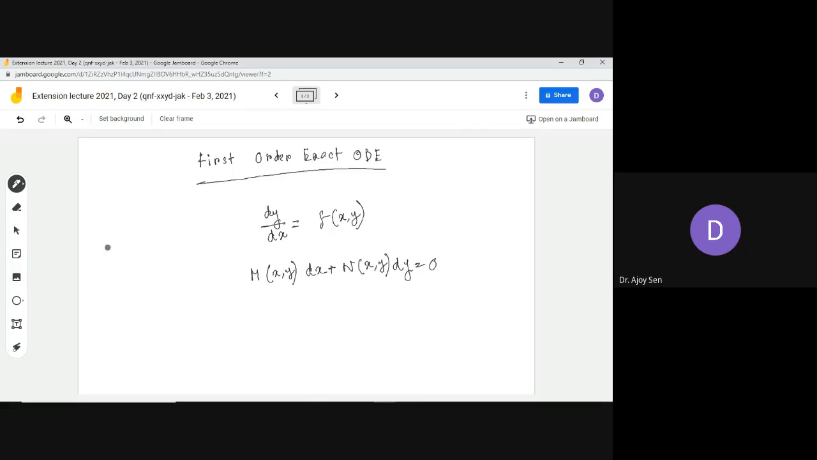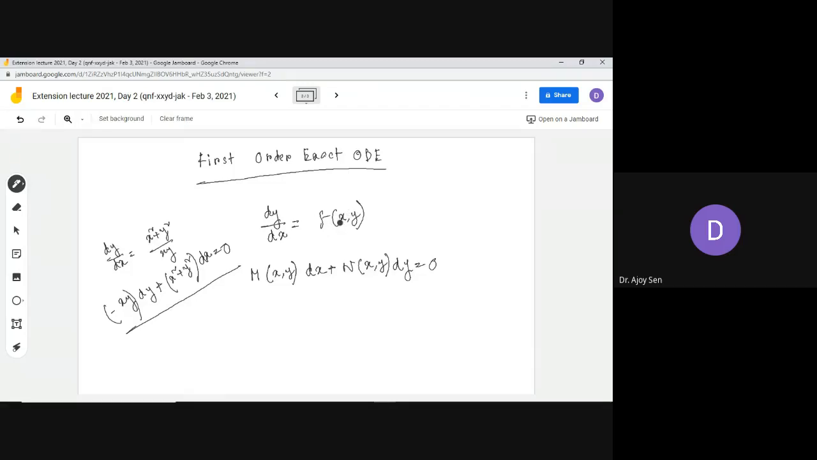It's very simple. For example, you are given dy/dx equals (x square plus y square) by xy. You can just cross multiply, and you can see that you can take it as minus, better. So this is nothing but M(x,y), and this is N(x,y). This is how we can write this kind of equation.